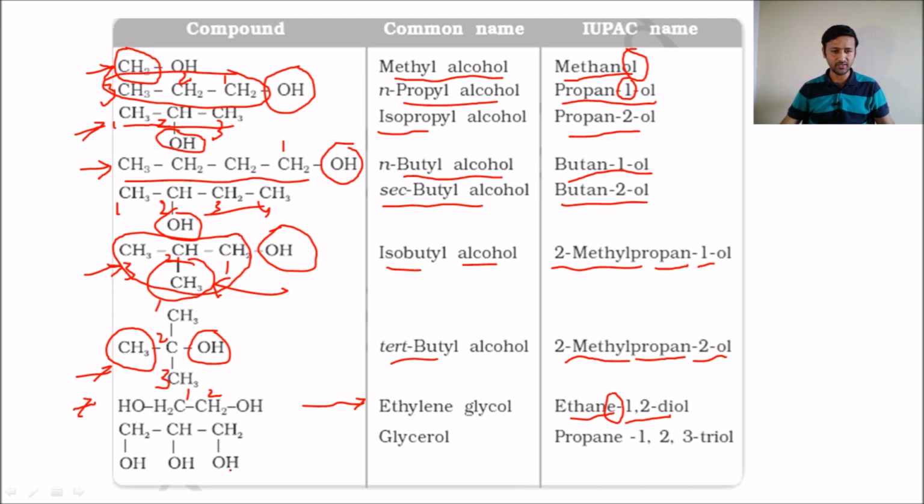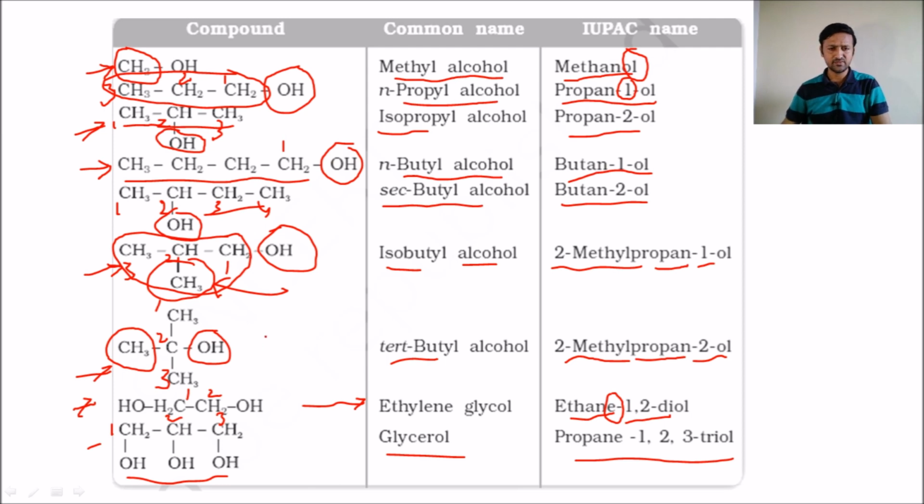Right, the last one we got is a trihydric alcohol. This you can also name easily, 1, 2, 3. So we got 3 carbon, right? So it should be propane. Then the positions are 1, 2, 3, right? So propane-1,2,3-triol. And the common name for this molecule is glycerol. Right, these are a few examples for nomenclature of alcohols by the common system as well as the IUPAC system.